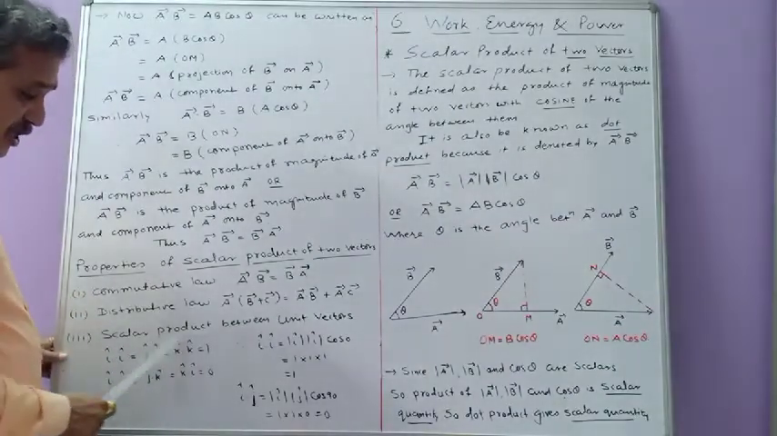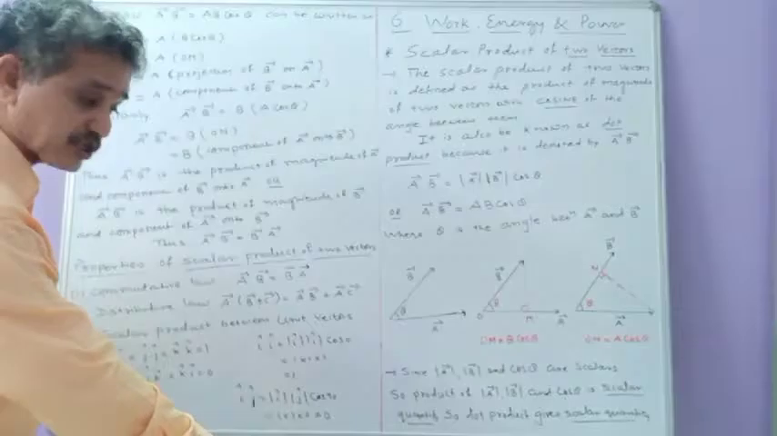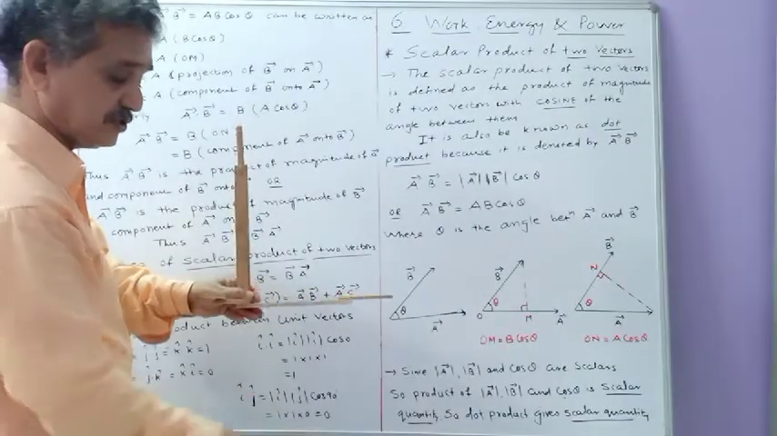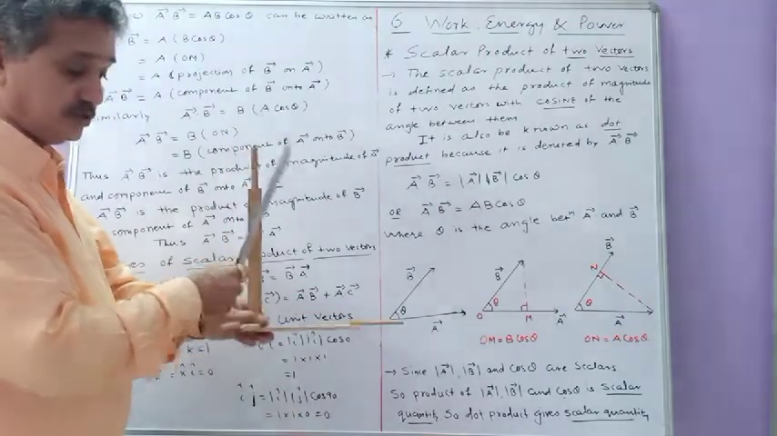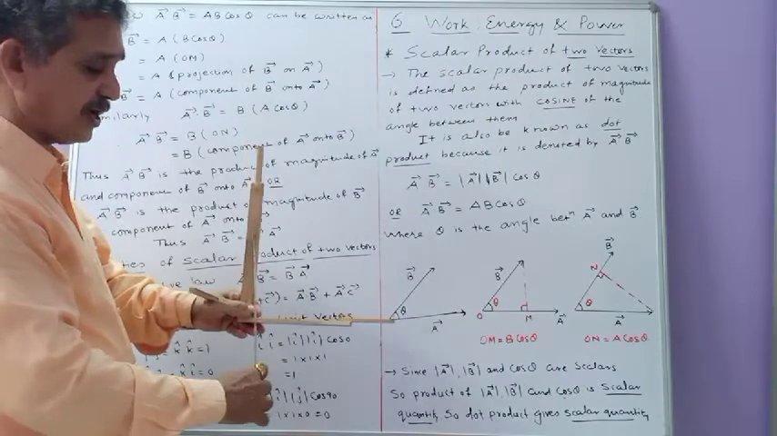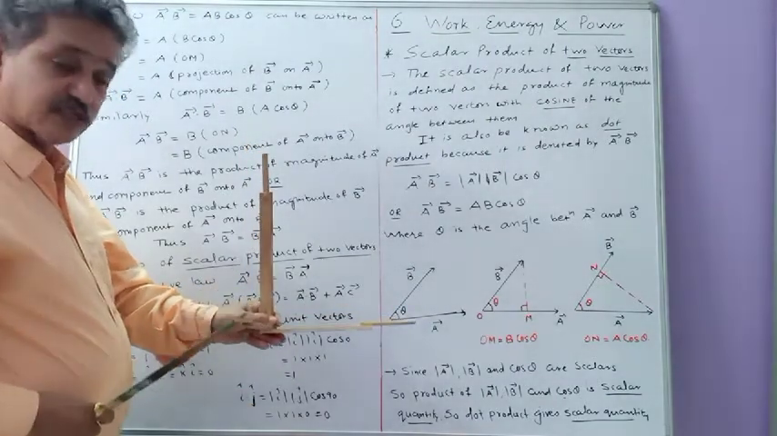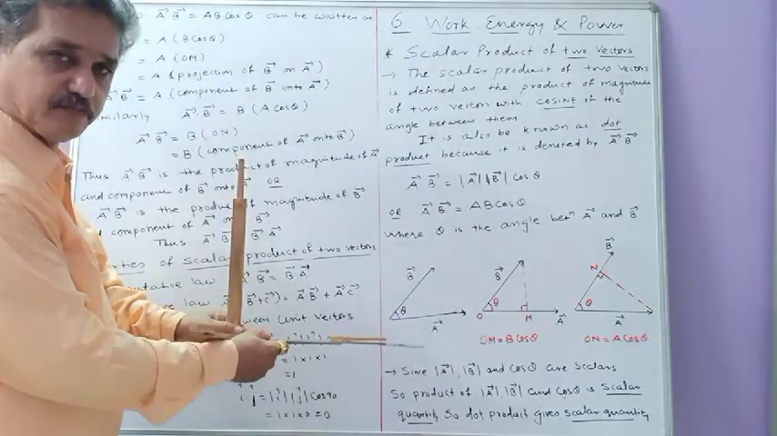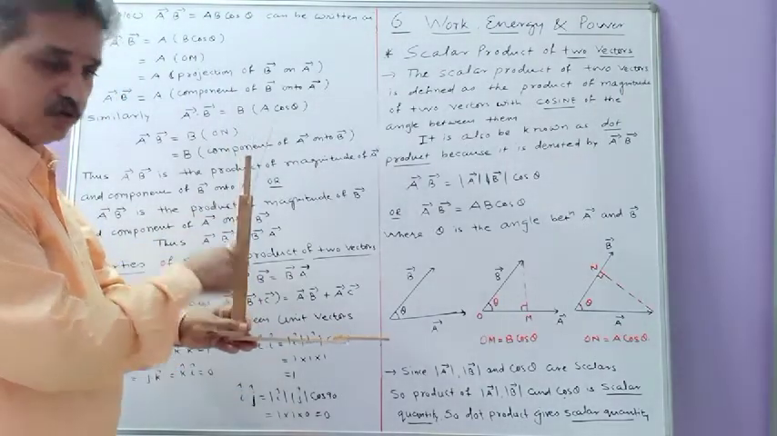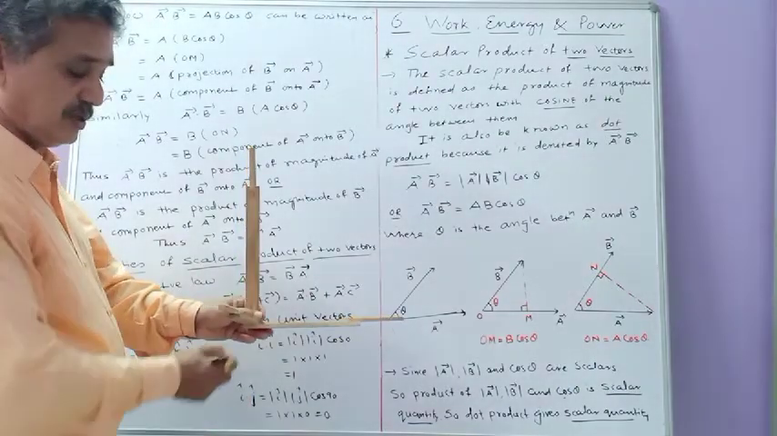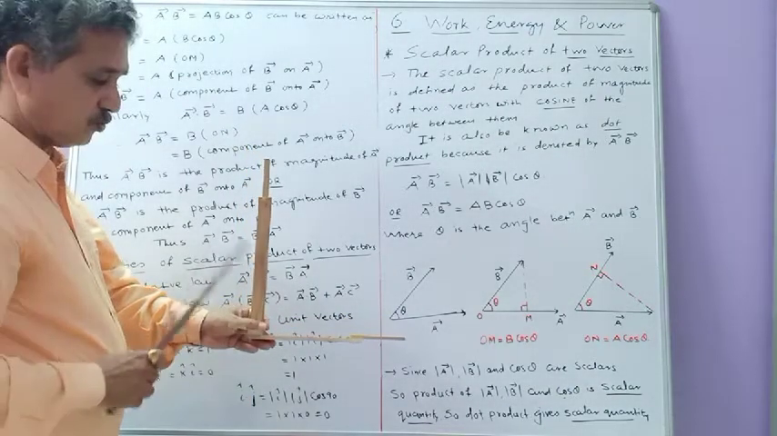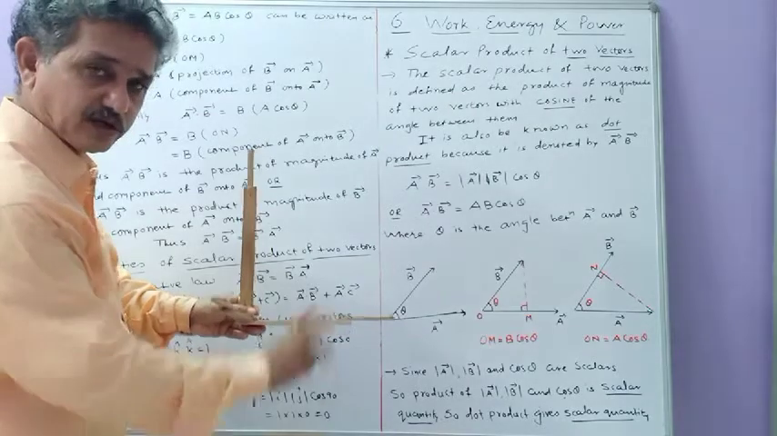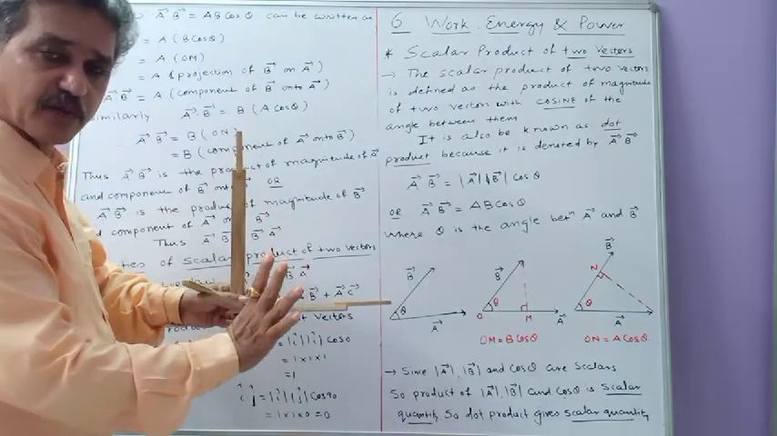Then the third property, scalar product between the unit vectors. Which unit vectors? In the x direction, the unit vector is, as I have explained last time, you consider this as x axis, this as y axis, this as z axis. X axis and y axis are perpendicular. Y axis and z axis are perpendicular. Z axis and x axis are perpendicular. Along the x axis, unit vector I. Along the y axis, unit vector J. So unit vector I and unit vector J are perpendicular. Along the z axis, unit vector K. So unit vector J and unit vector K are perpendicular. In short, these three unit vectors I, J and K are mutually perpendicular to each other.